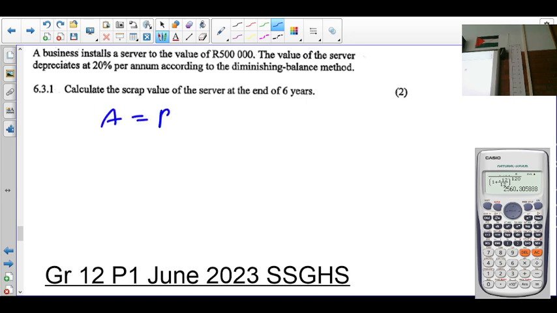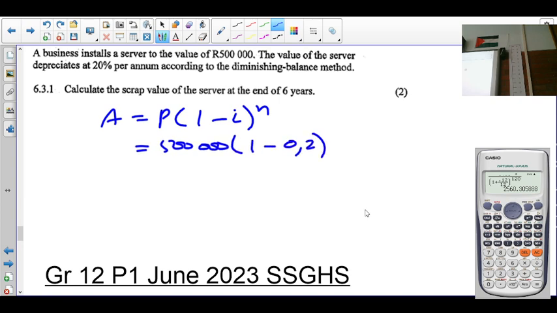So compound depreciation is A equals P into (1 minus i) to the exponent n. So it's going to be 500,000 into (1 minus 0,2) to the exponent 6 years. Okay. The scrap value or the value of the item at that point. So this, the value of the server after 6 years, is 131,072 Rand.